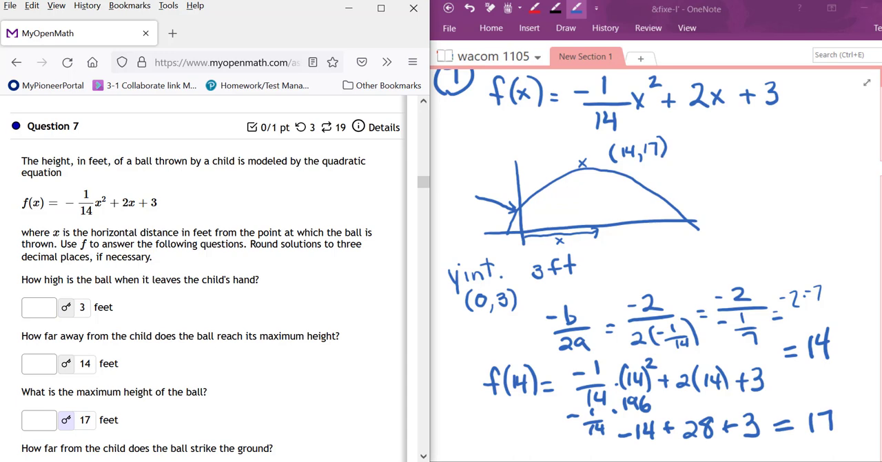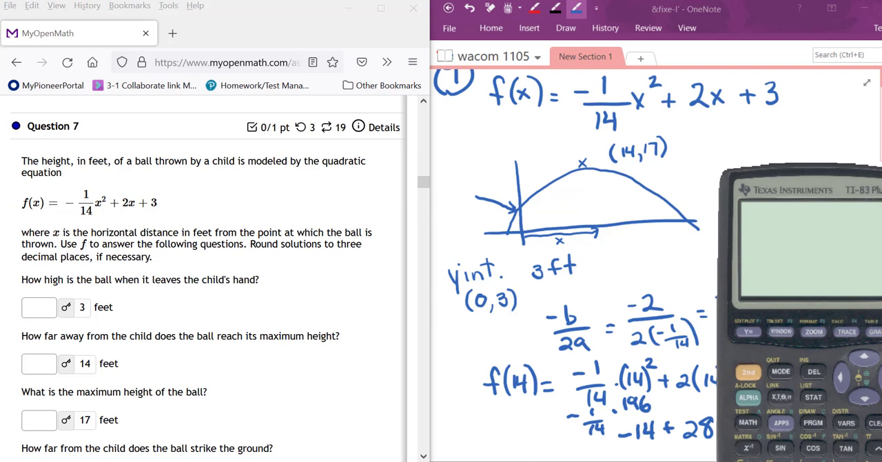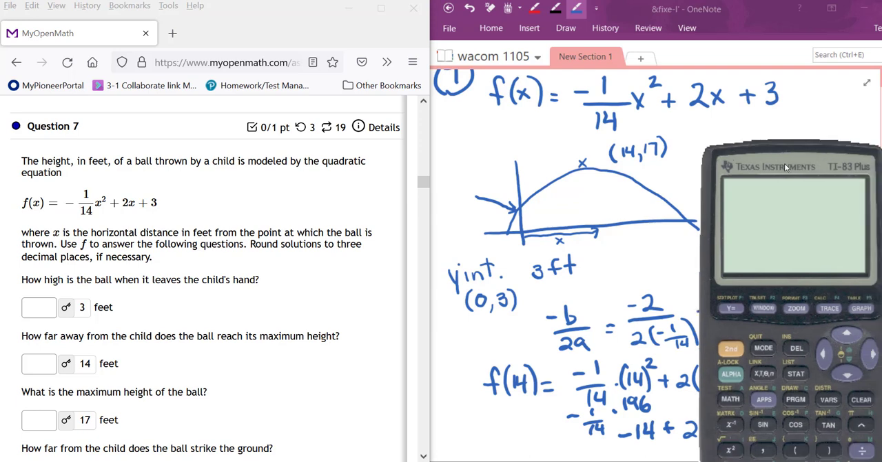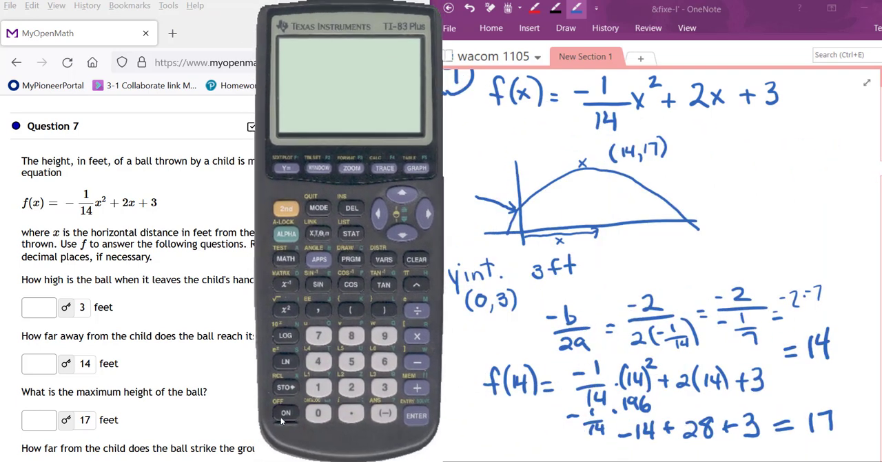On several of these, you have to really play with the window to make the calculator work. I typed this in already. So let's say graph. And we're going to see that we are not going high enough. So we need to change our maximum y value. We also need to change the maximum x value. This is the point of release that we can see right here.